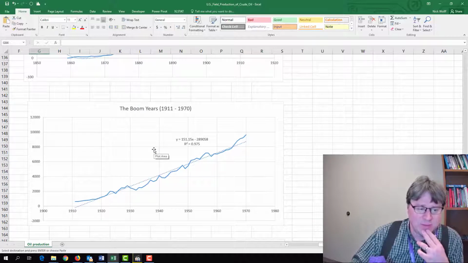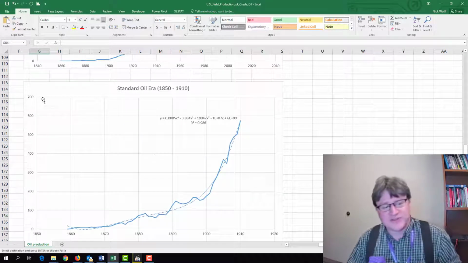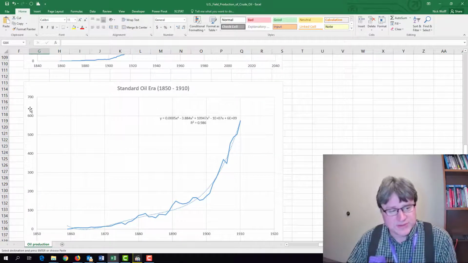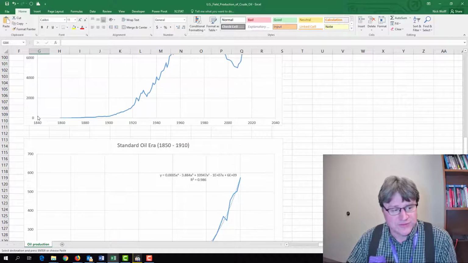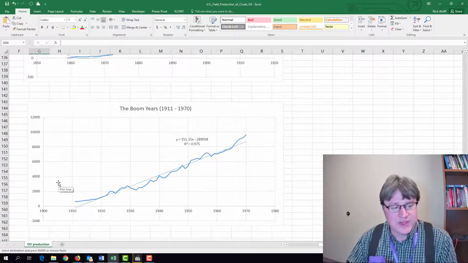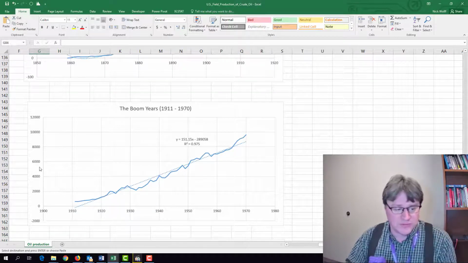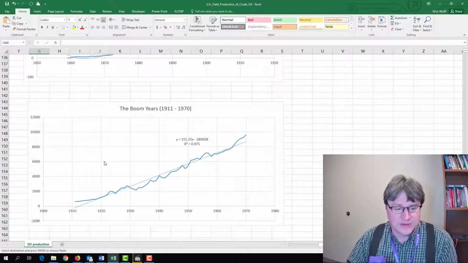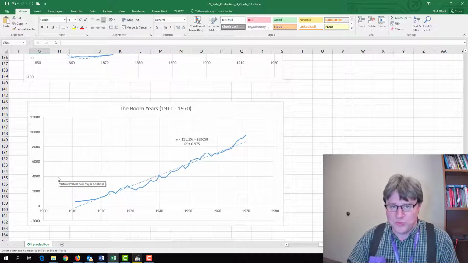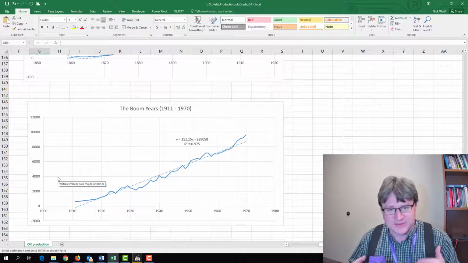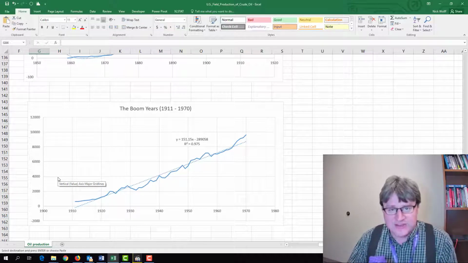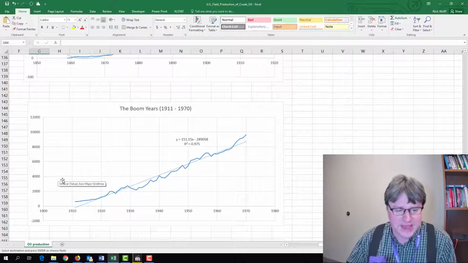Let's call this the boom years. And I will look at the scale here, 0 to 700. So you can see it's very small on the overall trend here. Now the scale gets a lot larger, from 0 up to 12,000. So when you move from chart to chart, keeping an awareness of scale on each of the axes is important to really keep yourself focused on what's happening.